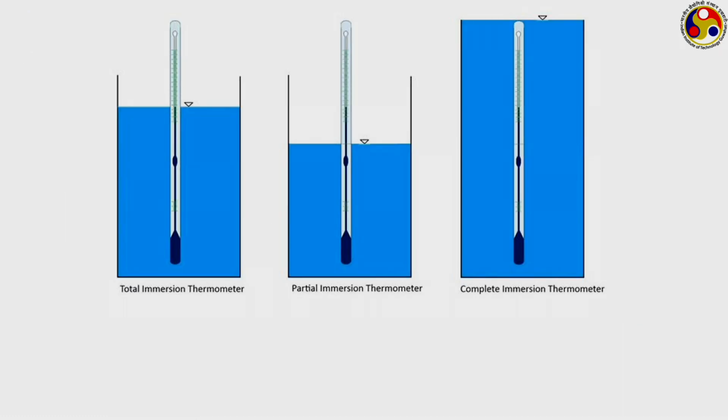Now, another point that we have to be careful while using this liquid in glass thermometer is the level of immersion. How much should we immerse this? There are three kinds of situations. We can have a total immersion thermometer, where the bulb and the entire liquid column should be immersed.